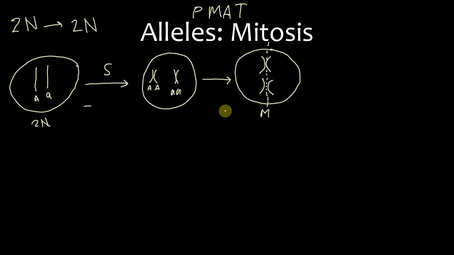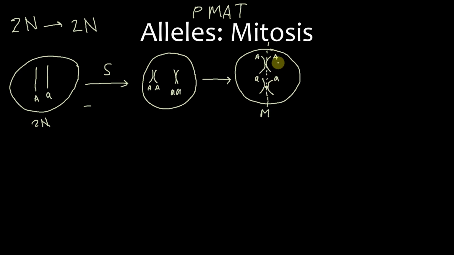So what does that mean? Well, our final product needs to also be 2n, and also our final product needs to result in daughter cells that have the big A allele and also the little a allele. So these are connected. I didn't draw the kinetochore. I didn't draw the centromere very well here. So here is big A, little a, little a.